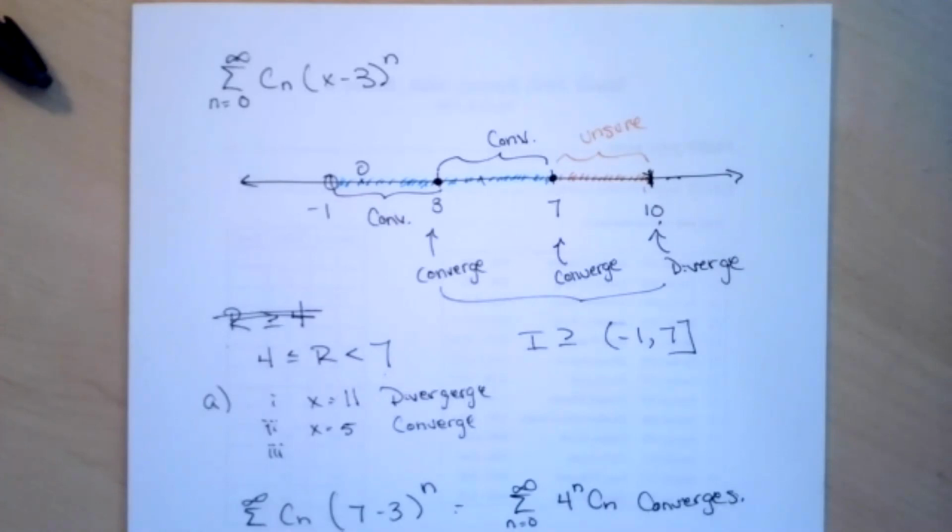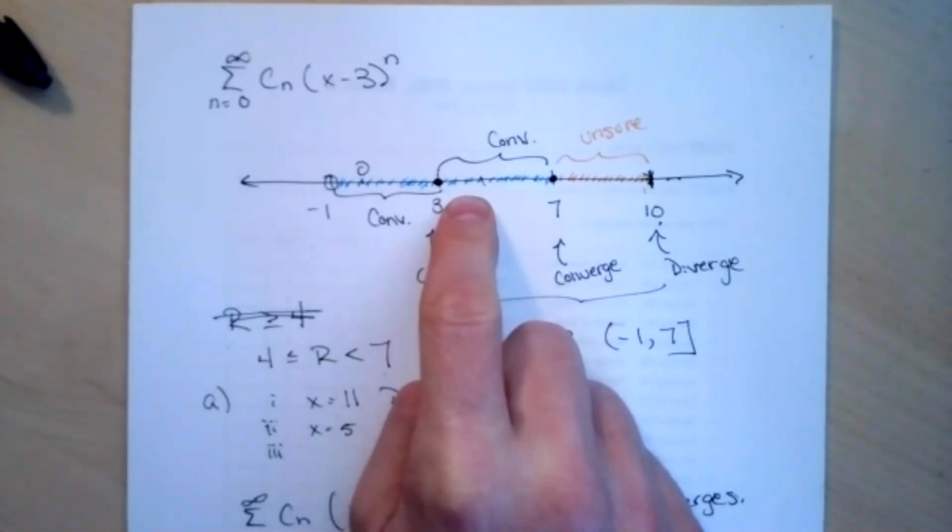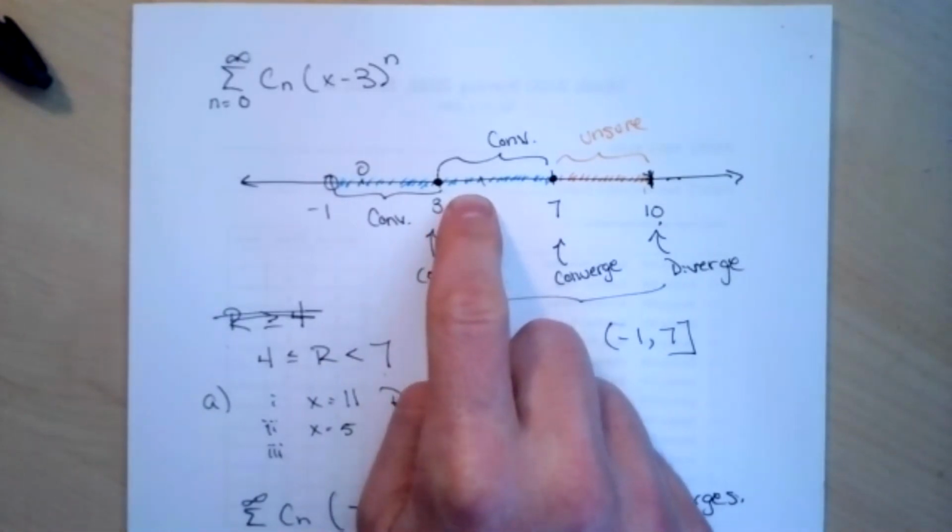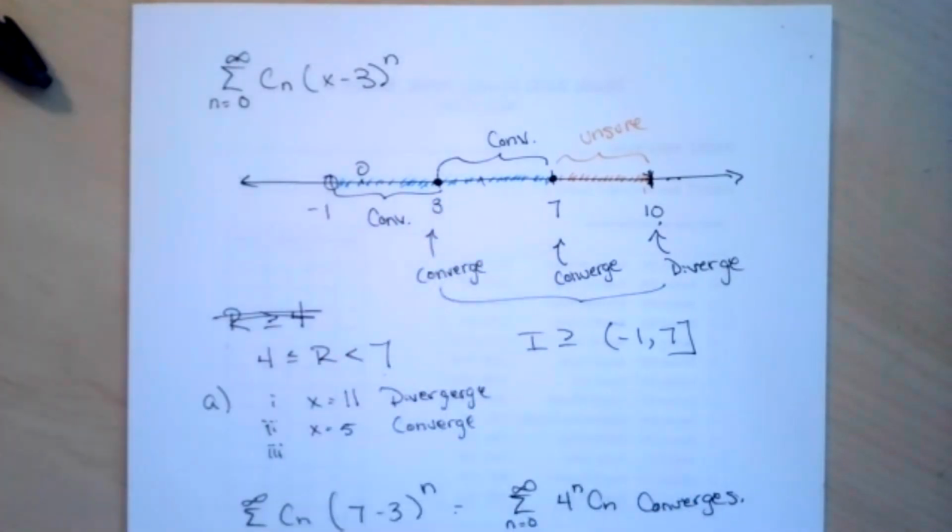Okay. Part B, you can say the sum of Cn 4 to the n is just the power series evaluated when x equals 4. And we know that x equals 4 is in our convergence zone. So we know. Okay.